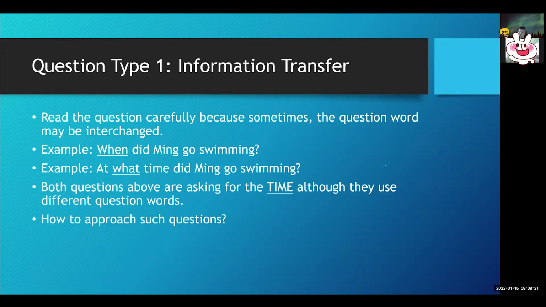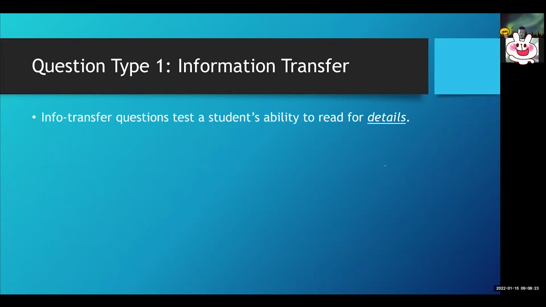So how to approach such questions? The 5W1H. Okay, very simple. Like I mentioned, info transfer questions test a student's ability to read the details. Now let me emphasize and explain what the detail is. Some students, I repeat the word detail so many times, only to realize they don't know what a detail means. A detail means a very small piece of information. That's why I call it a detail, right?